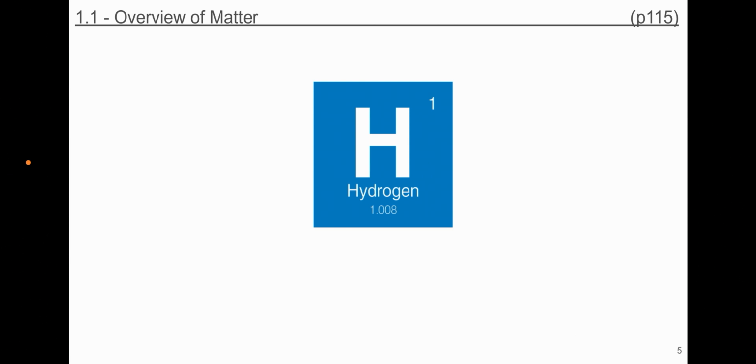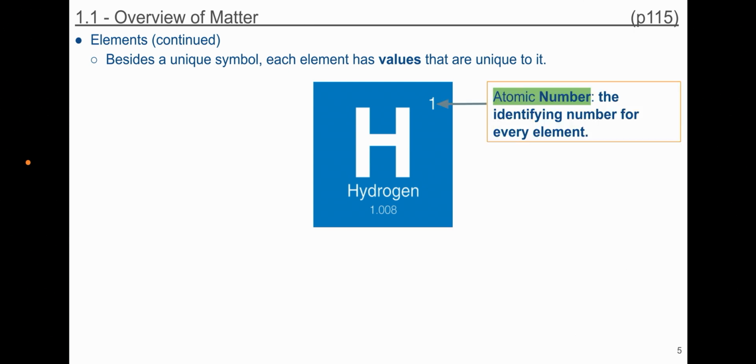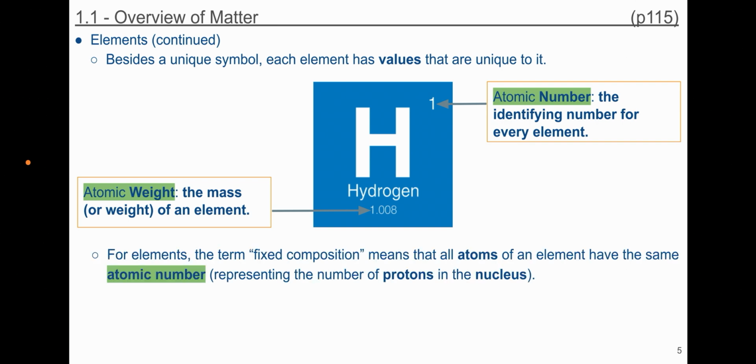Now, let's go a little bit further. Every element on the periodic table has a little box of information, and that includes not just the symbol or the name, but values that are unique to that element. In the top right corner of the periodic table in our classroom, that's the atomic number of the element, and it's used to identify one element from the rest. There's also the atomic weight, or the mass of an element compared to the rest of them. For elements, that term fixed composition that makes them a pure substance means that all of the atoms of an element have the same atomic number, and that's a representation of the number of protons in the nucleus of those atoms.